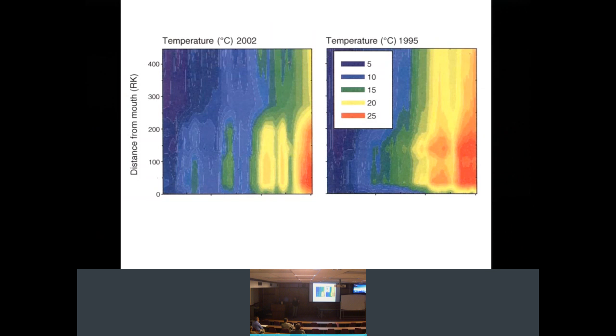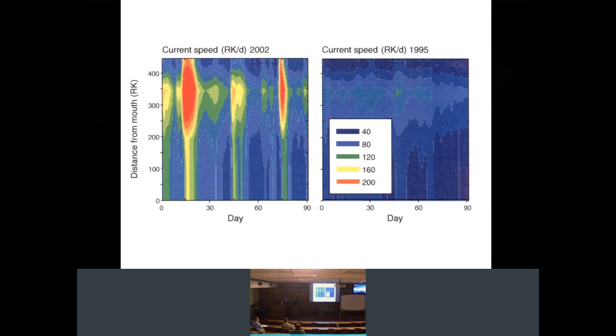So now we also looked at flow. This is current speed in those same 2 years. You can see in 2002, we have these flashy periods of current flow, clearly some precipitation events happening. In 1995, we're getting none of that. What we discovered, when we looked at the combination of temperature patterns and current flow for each year, was that each of the 10 years looked remarkably different from each of the other years. So we had lots of variation to be working with in this model, which was both good and bad.